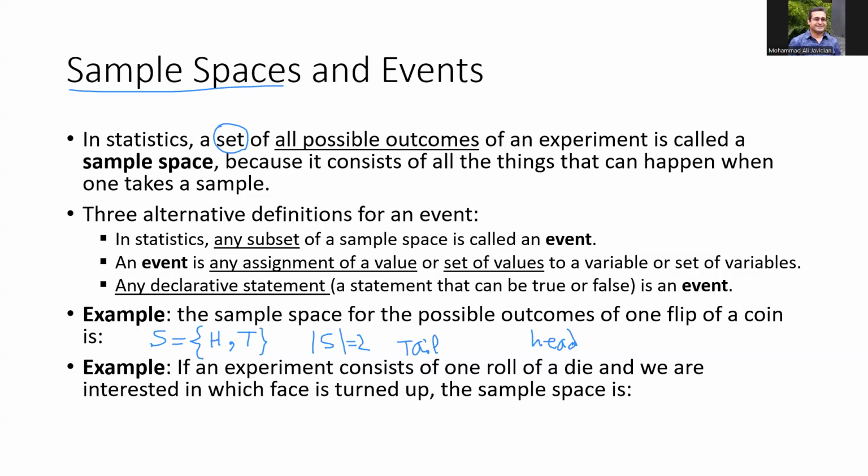As another example, if an experiment consists of one roll of a die and we are interested in which face is turned up, the sample space is S equals {1, 2, 3, 4, 5, and 6}. And the cardinality of this sample space is 6 because we have 6 elements in this sample space.